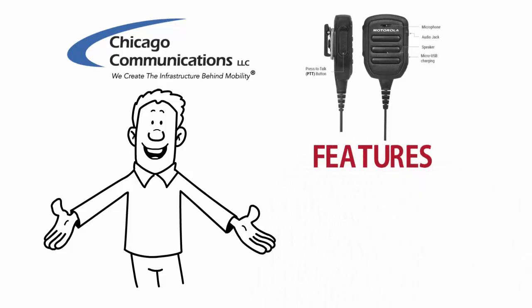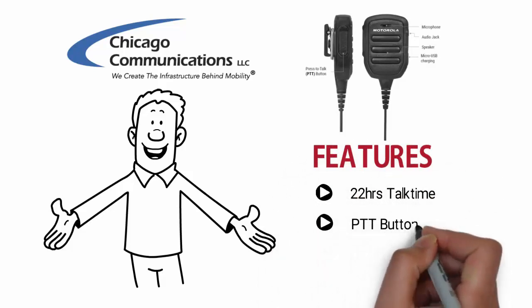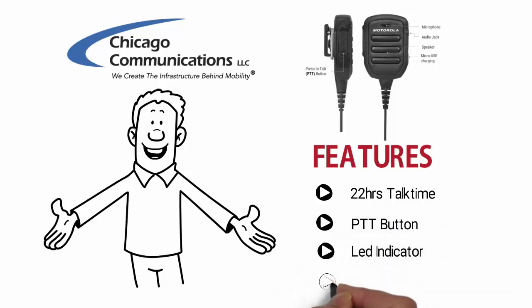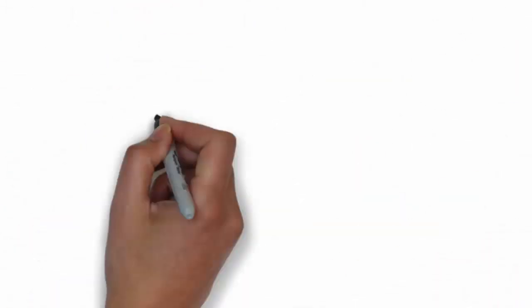The remote speaker mic has the following features: 22 hours talk time, PTT button, LED indicator, automatic on-off. Moreover, it has a robust design, wind-porting microphone, and embedded battery.